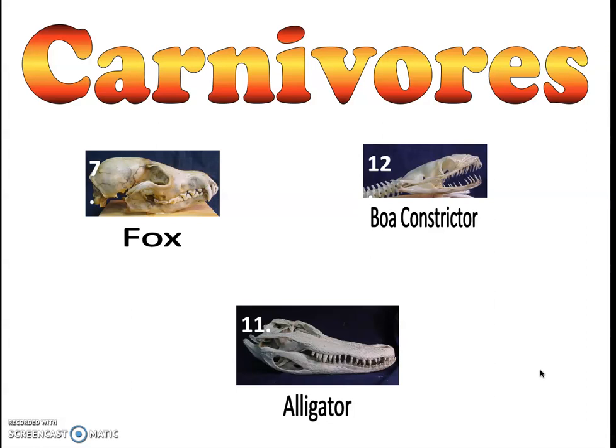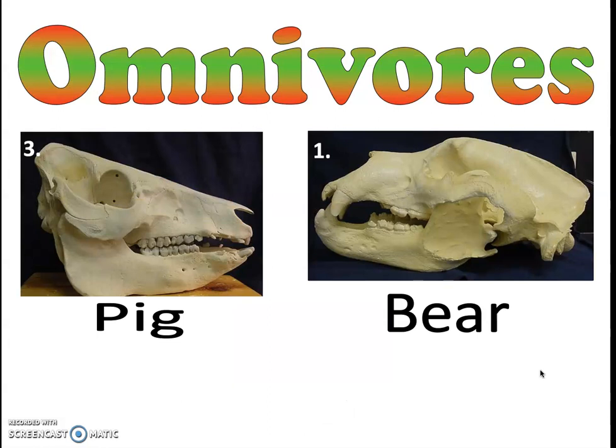And that leaves us with the final two, which are our omnivores. We have the pig and we have the bear. Again, sets of teeth designed to be able to eat both plants and also meat.